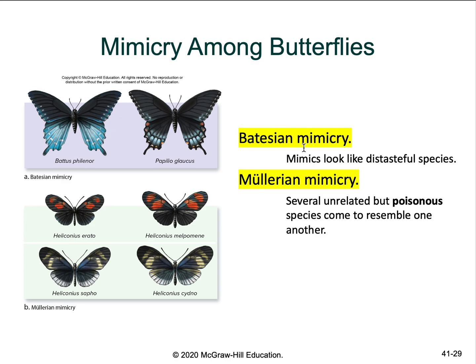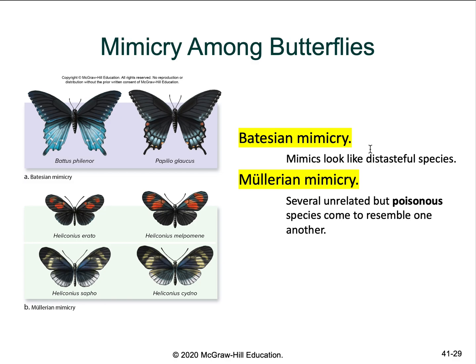So Batesian is when it mimics something to look distasteful. And again, birds remember. Birds will eat one and then it will taste bad, and so then they won't eat the other ones. So for the Mullerian, these are poisonous. They're unrelated but poisonous to resemble one another. So Batesian is distasteful and Mullerian is for the poisonous ones.